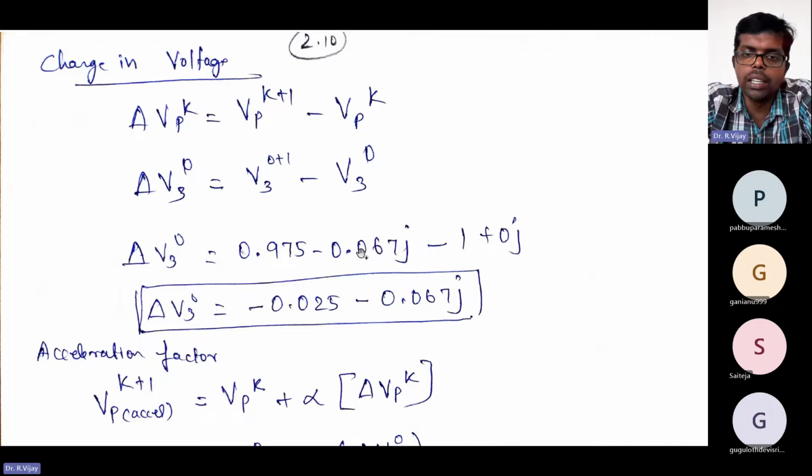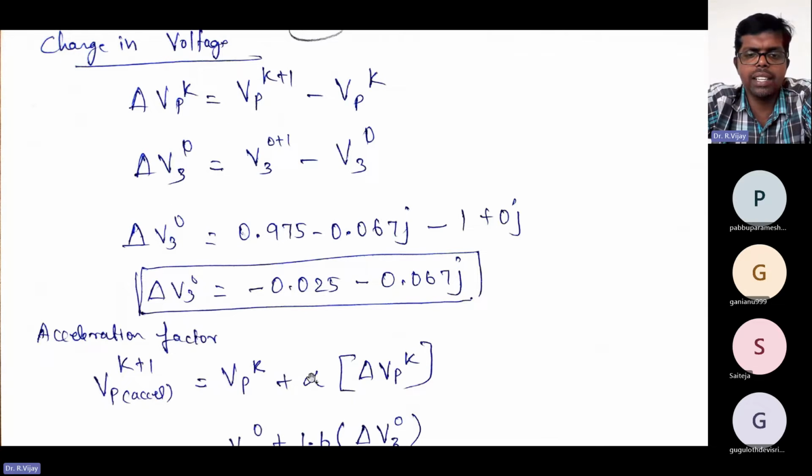Don't round it off. Whatever the answer came in my scientific calculator, the same thing I have taken here. Next, V3 0, that value you know, flat start, 1 plus J 0. Simplifying this, you will get the answer like minus 0.025 minus 0.067 J.